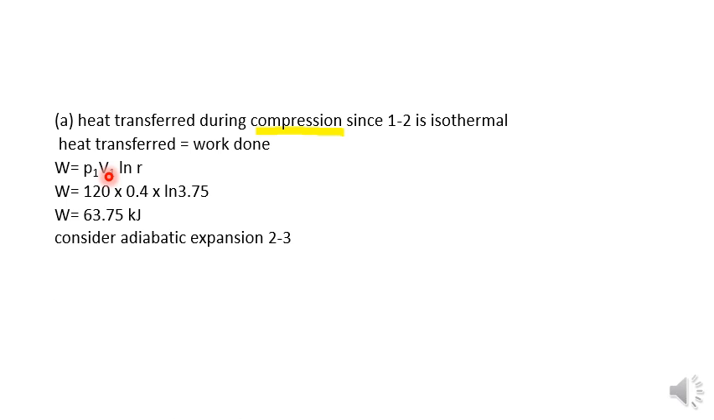Next, they have given that 1 to 2 is an isothermal compression process, and 2 to 3 is an adiabatic expansion process. Here the two states are 2 and 3. So the adiabatic relation becomes P2 V2 to the power gamma is equal to P3 V3 to the power gamma. We know the P2 and V2 values, but we don't know the V3 and P3 values, which we have to calculate. So P3 is equal to P2 times (V2 by V3) to the power gamma.